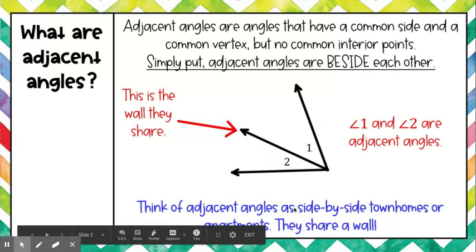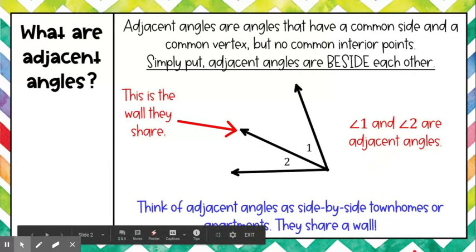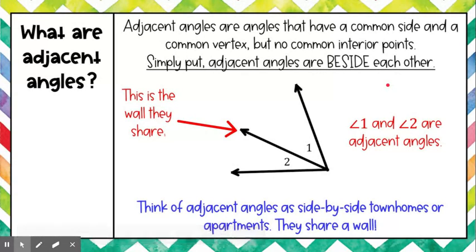So, on this example right here, we see that angle 1 and angle 2 share this line right here in the middle, this wall part. So we know that angle 1 and angle 2 are adjacent to each other or are beside each other. So if you want to think about it, adjacent angles are like side by side, like townhomes or apartments. They share a wall.